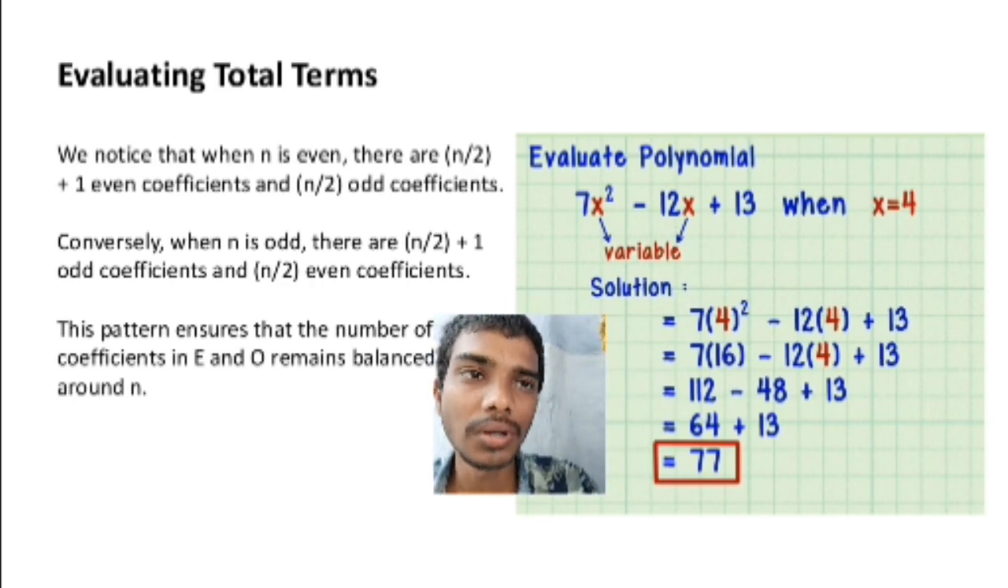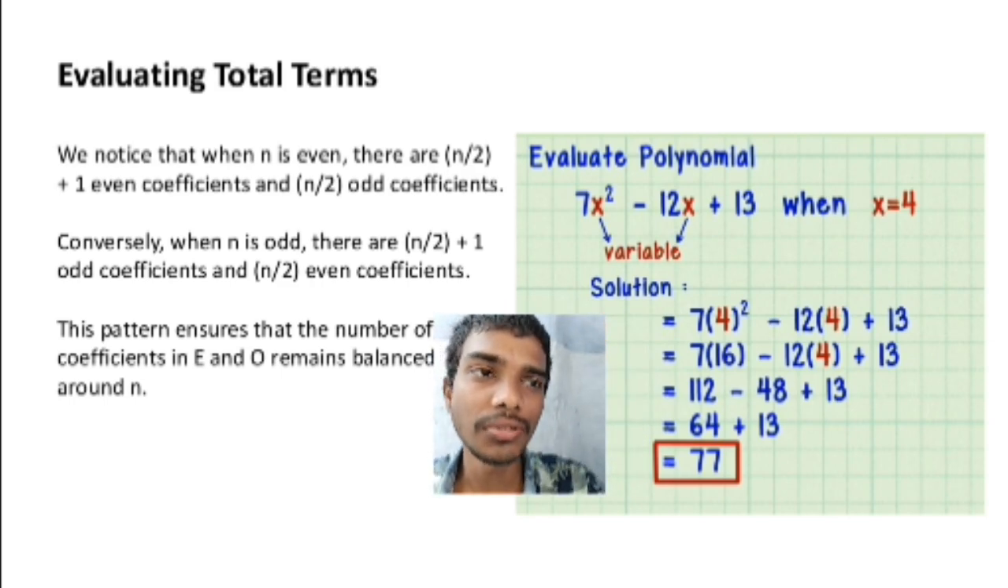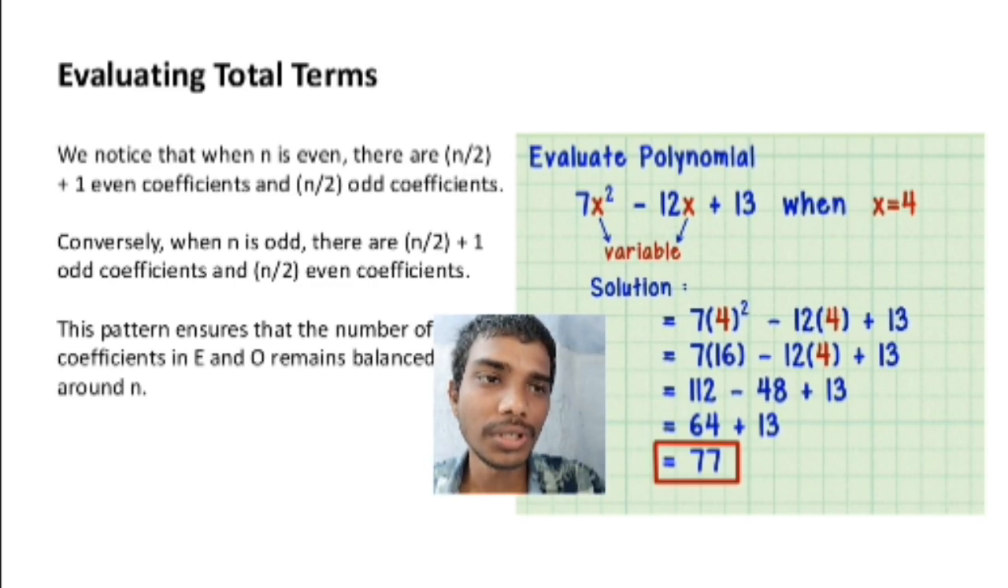Evaluate the polynomial n into 2 minus 12 into plus 3 when x is equal to 4. Solution. n into 4 whole power 2, 12 into 4 plus 13. 7 into 60, 12 into 4 plus 13. 112 minus 148 plus 13. 64 plus 13. 77.